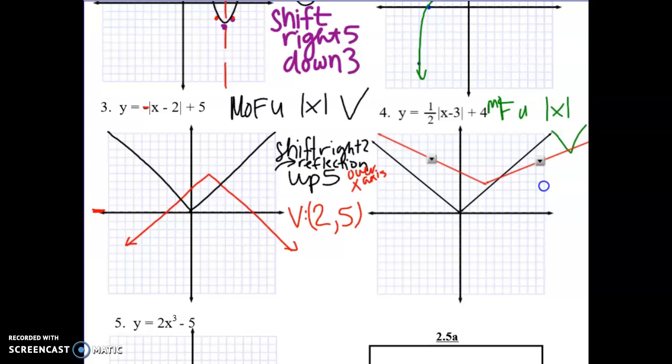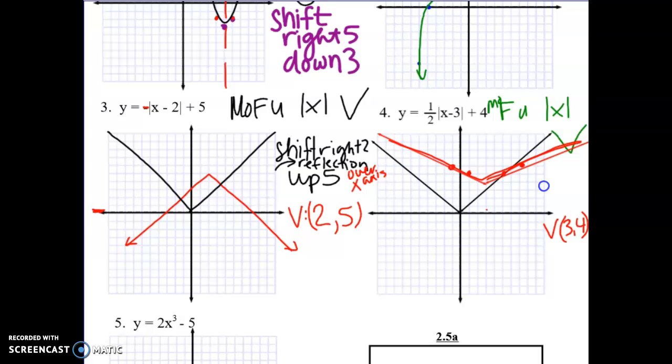So if I was just drawing that, because I went through and made it with actual lines, the black is my mother function. I move it right 3. And then do you see that when I move it up 4, because there's no reflection, I end up with my vertex at (3, 4). And from there, I know that I can just go up 1 over 2, up 1 over 2, and go up 1 over 2 again and kind of make that. The one that I made isn't exactly perfect, but there you go. There's how I would draw it.